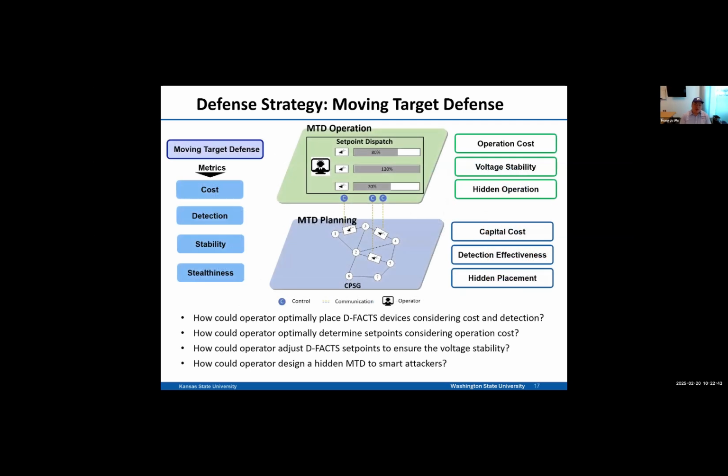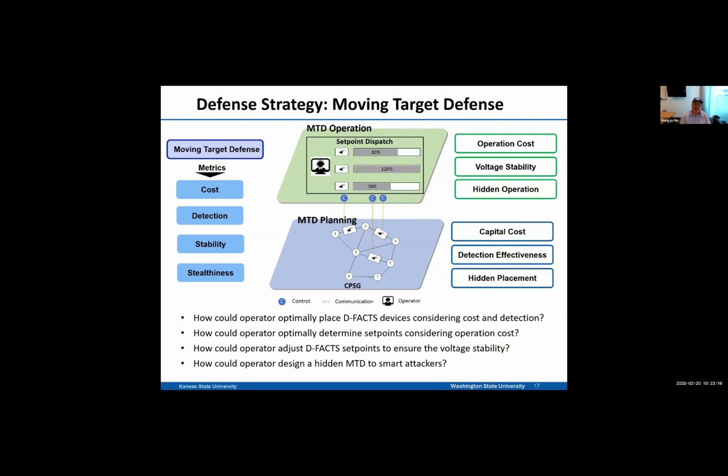In our previous work, we proposed a comprehensive framework with 4 key metrics to evaluate the performance of MTD in power systems. Those metrics provide a structured way to assess the effectiveness of a particular MTD strategy. The first metric is cost. This metric considers both the capital cost of deploying MTD devices and the operational cost, including additional generation expenses and system losses caused by MTD. Understanding the economic impact of MTD is crucial for its feasibility.